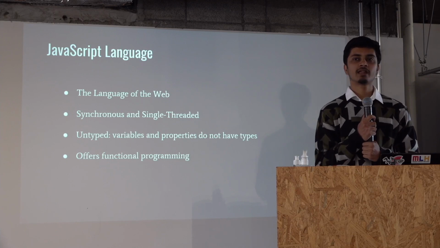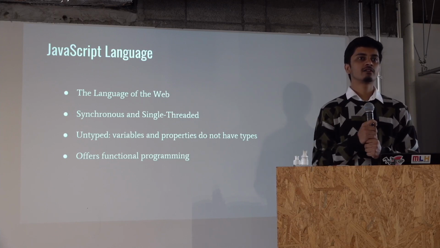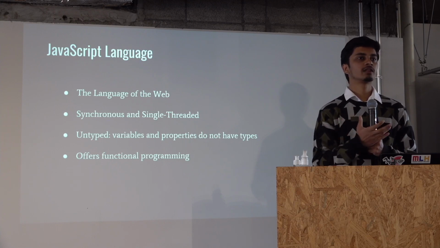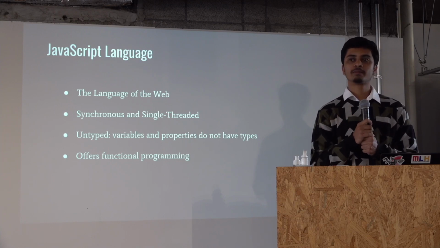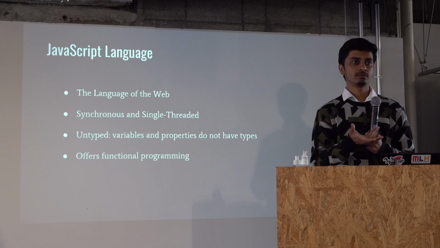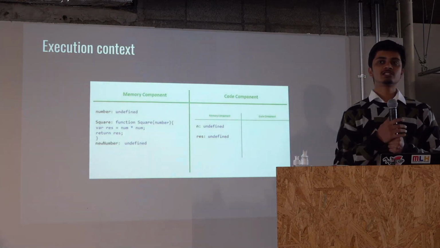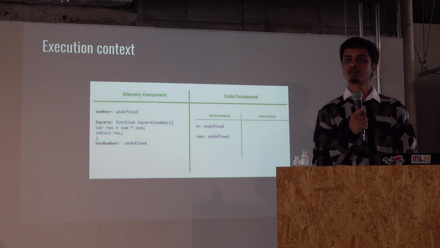It is a multi-paradigm language and functions here are first-class citizens, which essentially means that they could be returned from another function, or they could be passed as an argument to another function, or something of that sort. So everything in JavaScript happens in an execution context.